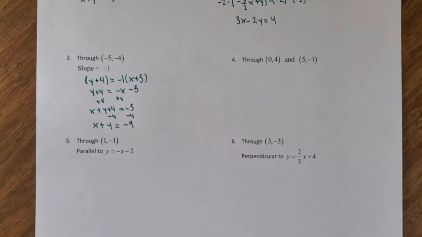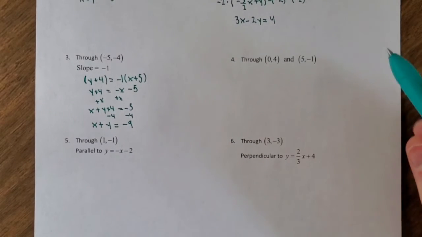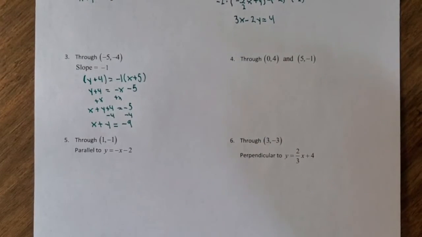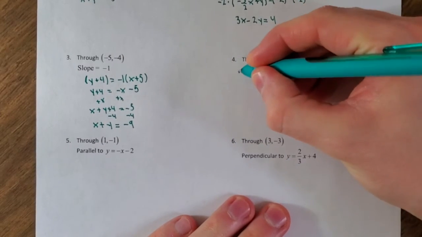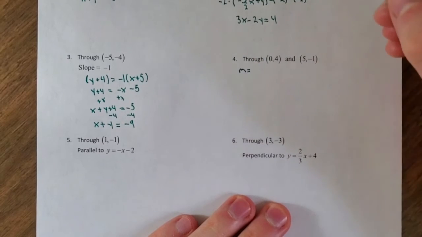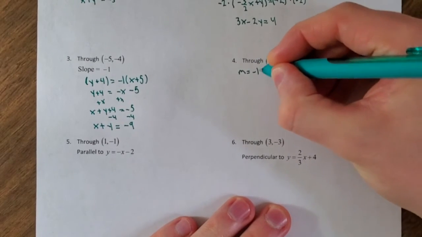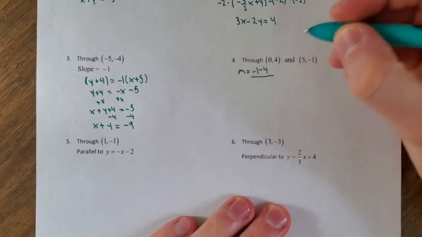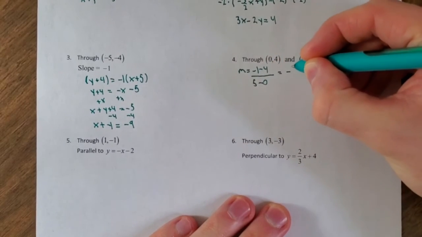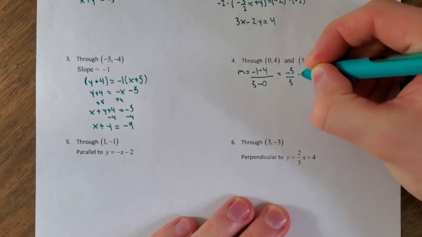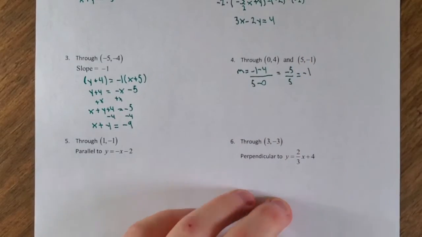For number 4, we are just given 2 points. So when we have our 2 points, we're going to need to calculate the slope ourselves. So let's go ahead and find our slope of m is equal to negative 1 minus 4 all over 5 minus 0, which is going to give me negative 5 over 5, which is negative 1. So now we have our slope of negative 1.